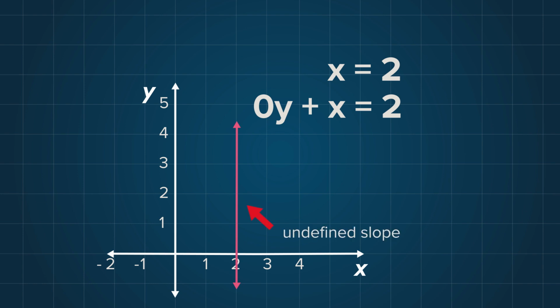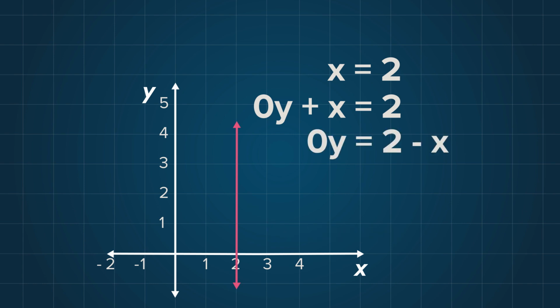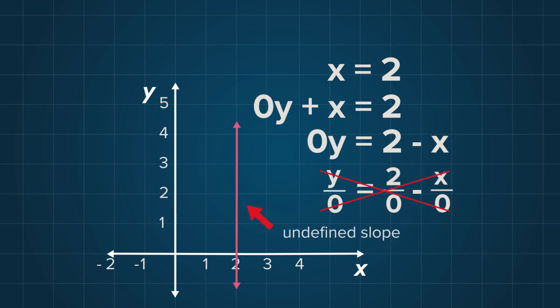Vertical lines have an undefined slope. Now let's take a look at what happens when we try to solve for y. We end up trying to divide by 0. Division by 0 is impossible. This is why this line has an undefined slope. The graphs of this type of equation are always vertical lines. Vertical lines have an undefined slope.